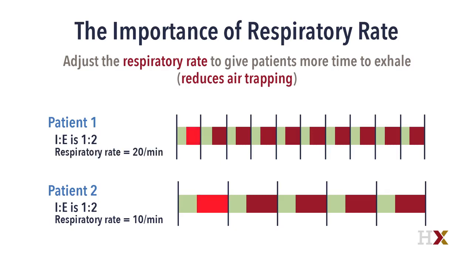The red boxes indicate the exhalation time. You can see that changing the respiratory rate from 20 down to 10 is going to dramatically increase the amount of time that the patient has to exhale, even for the same I to E ratio. Therefore, when a patient has air trapping or is having difficulty with obstructive ventilation, decreasing the respiratory rate is one of the most important things we can do.